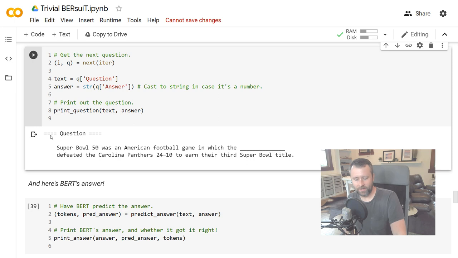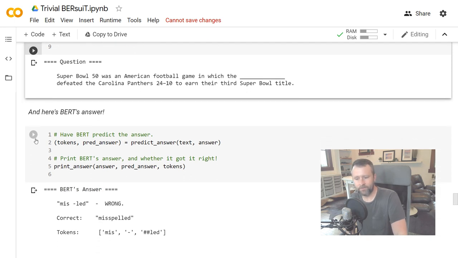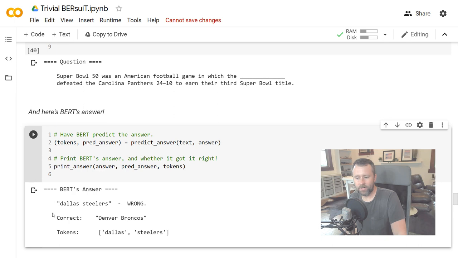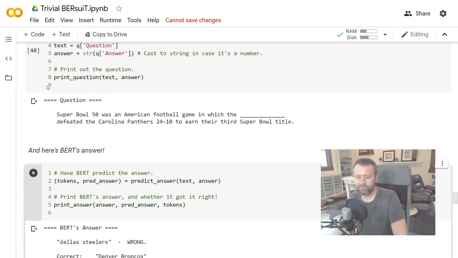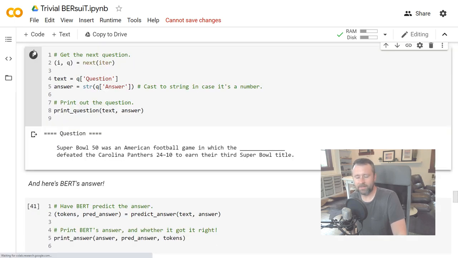All right, here's a sports question. Super Bowl 50 was an American football game in which the blank defeated the Carolina Panthers 24-10 to earn their third Super Bowl title. What do you think, Bert? The Dallas Steelers. Now, correct is Denver Broncos. So it's got the notion of, all right, it's some city and their team won the Super Bowl. Doesn't seem to know the correct answer, but it's making sense of the question, at least.